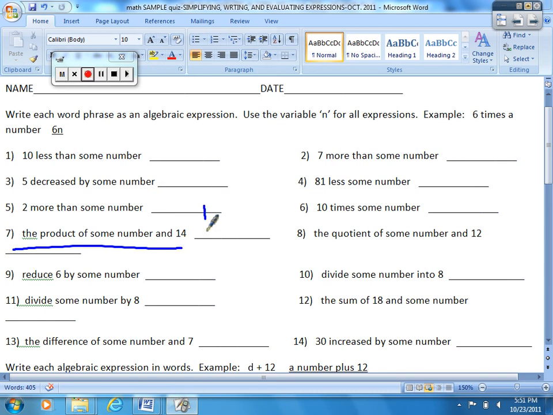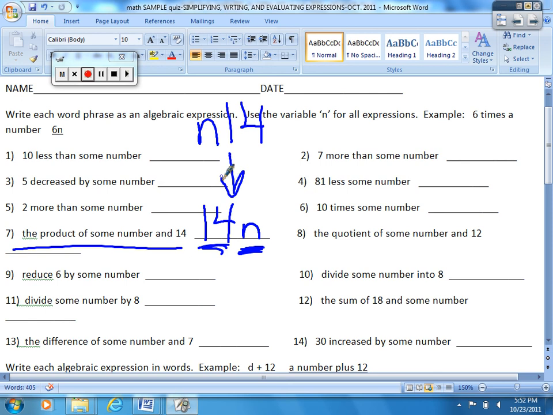As I told you at the start, you never see a times sign. You're going to see the number and the variable side by side. The product of some number and 14 would be 14n. Now you're not going to see this. You say, well, what's the difference? Why can't you put the variable first?